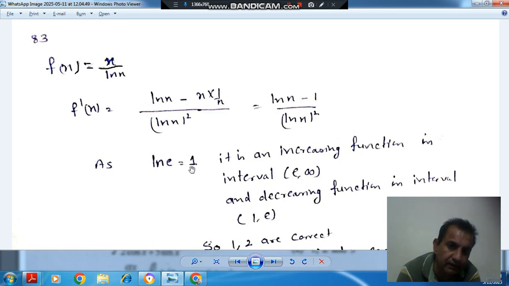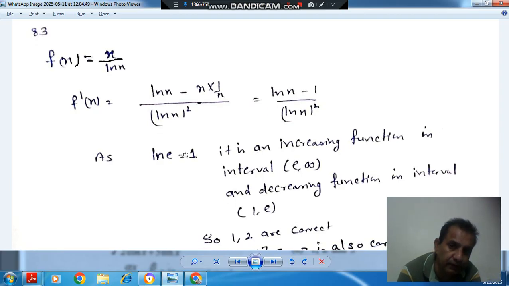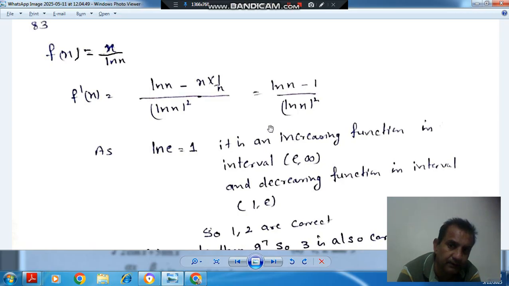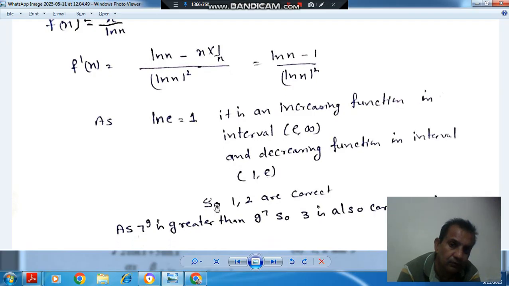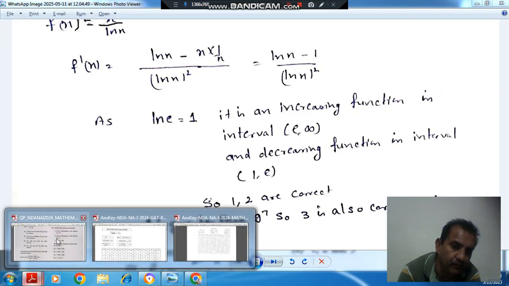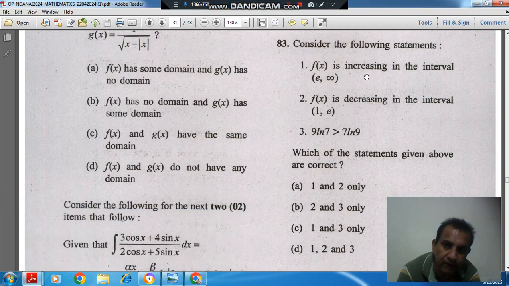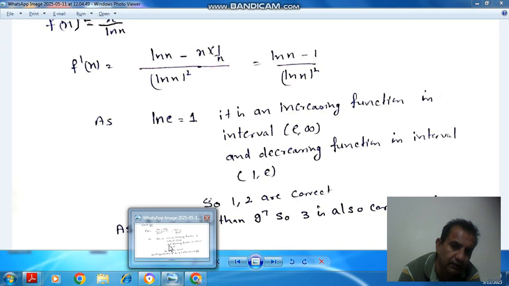So we know that ln e is 1. If x is more than e, then it will be a positive quantity, so it will be an increasing function within e to infinity. And ln e is 1, so if x is less than e, then it will be a decreasing function. So statement 1, f is increasing in the interval e to infinity, and statement 2, f(x) is decreasing in the interval 1 to e, both are correct.